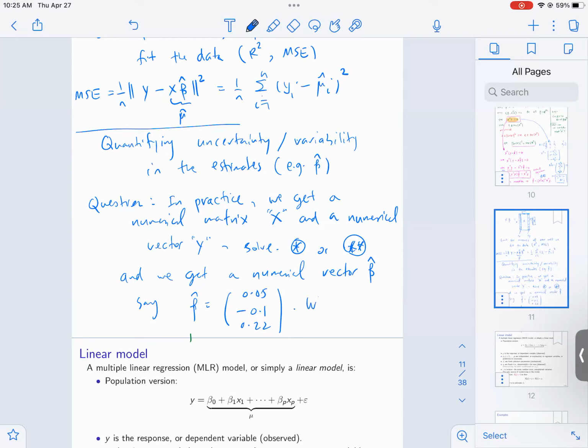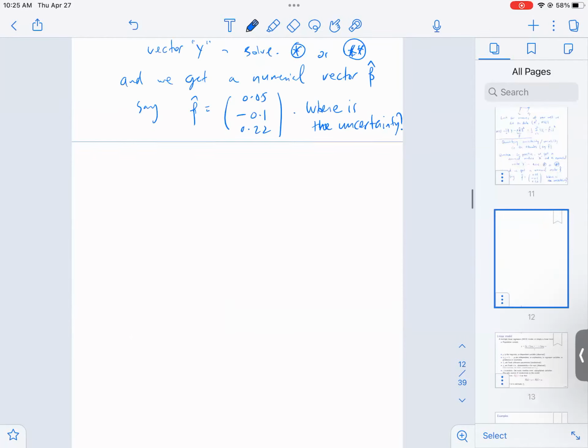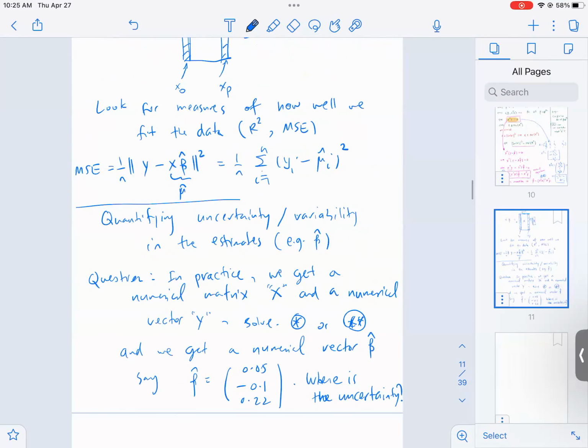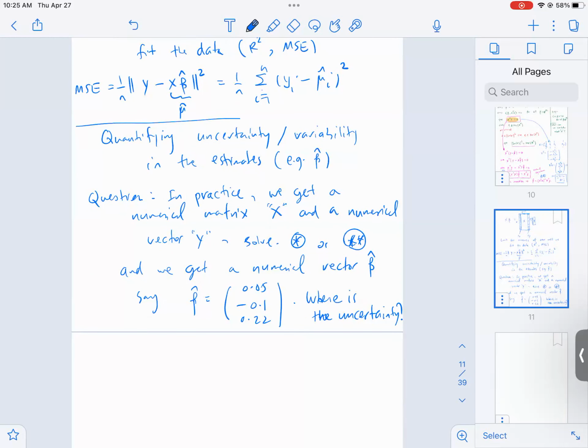So where is the uncertainty? Everything seems to be quite certain. If you understand this, you would understand confidence intervals, p-values, all of that. Where is the uncertainty? Can you show me the uncertainty? Of course, this is a blank page. Here, can you show it? Let's think about this.